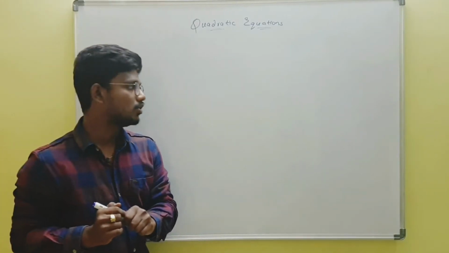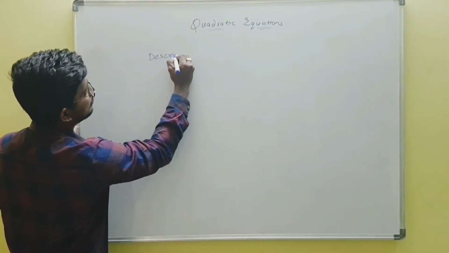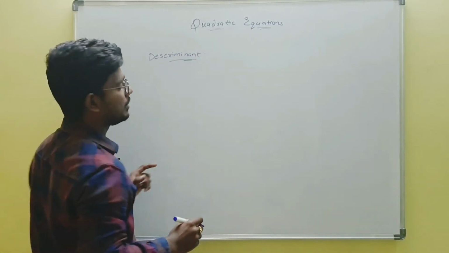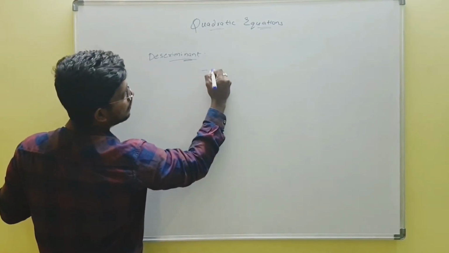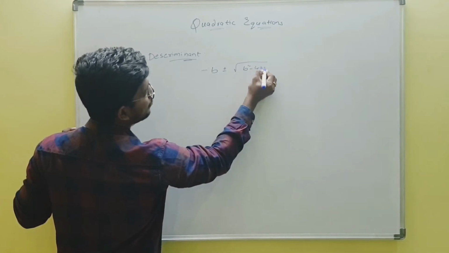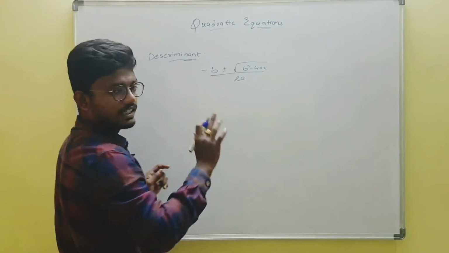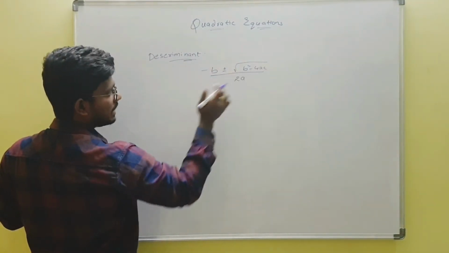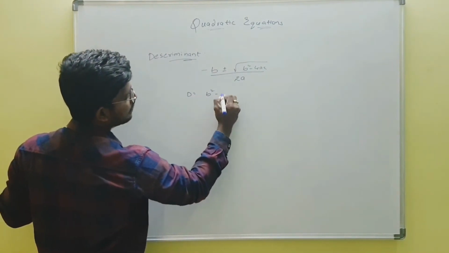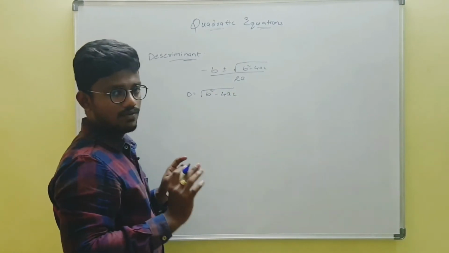Now let us discuss about the topic discriminant. What is discriminant? We know the formula minus b plus or minus under root of b square minus 4ac by 2a to find out the roots. Here discriminant is nothing but b square minus 4ac, under root of b square minus 4ac.